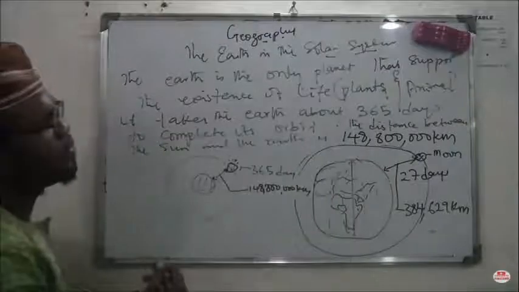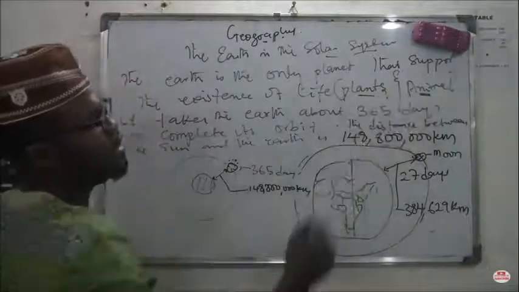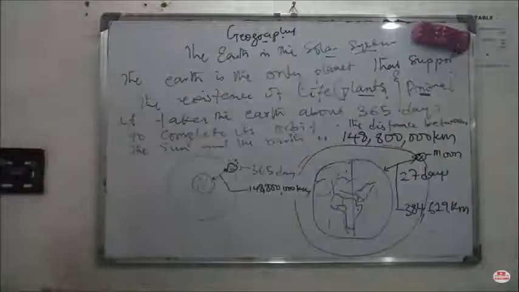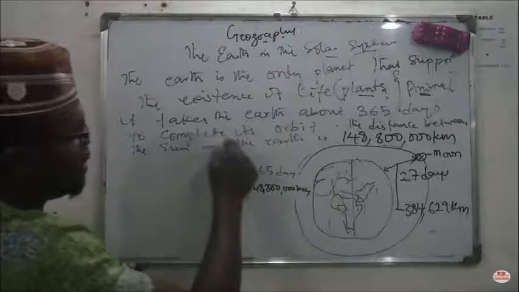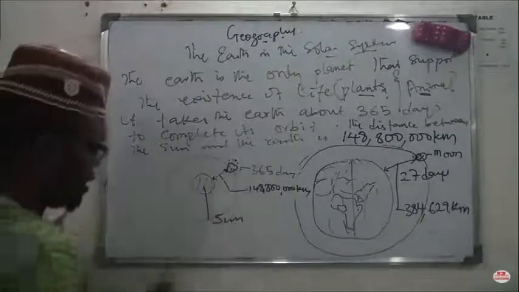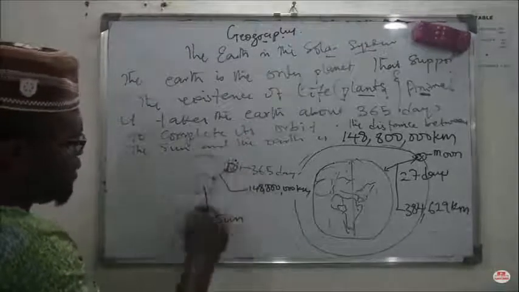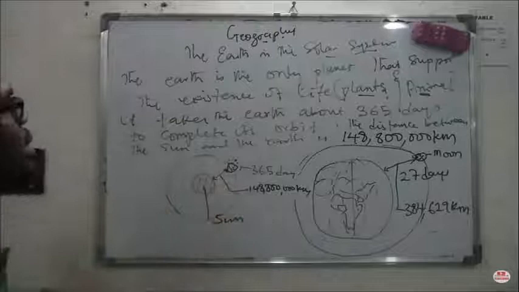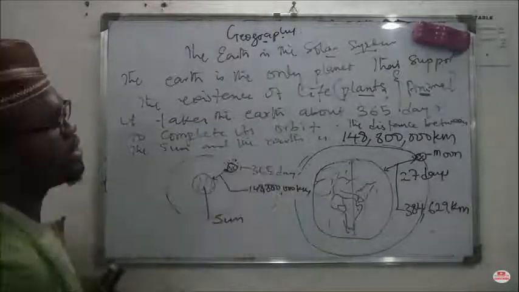The Earth actually supports the existence of plants and animals. That's why we are living here on the Earth. And it takes the Earth about 365 days to move around the sun. This is the sun. It takes the Earth 365 days to move from here and get back to this place, to make a complete revolution around this orbit. 365 days.